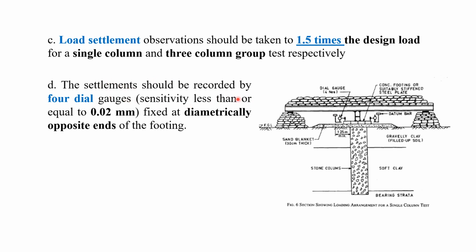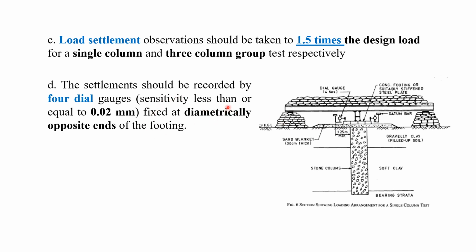The settlement should be recorded by 4 dial gauge readings. You can see the 4 dial gauges are there, and this is the steel plate or the concrete footing. On that footing itself, we have to install the 4 dial gauges. And suppose it is a rectangular or the square footing. In that case, at each corner we can put the dial gauge, right?